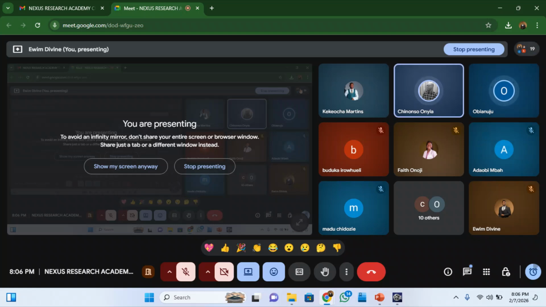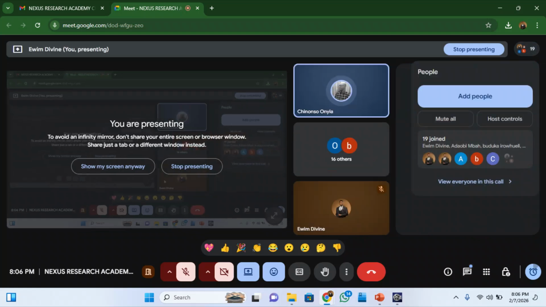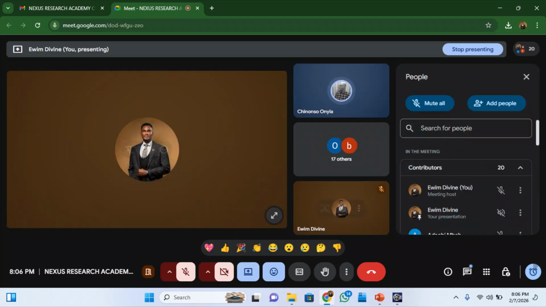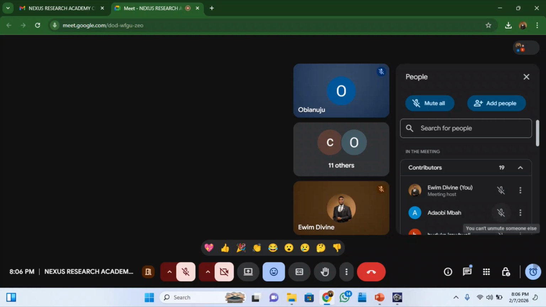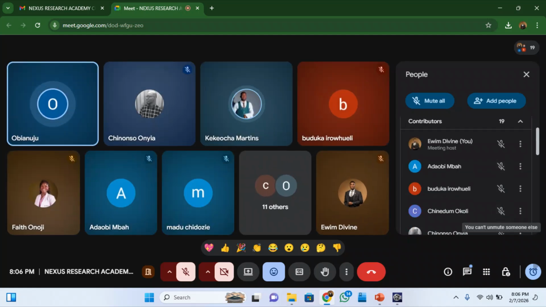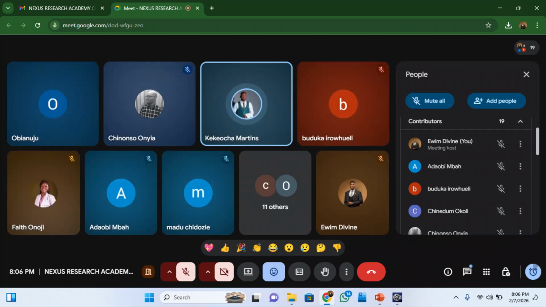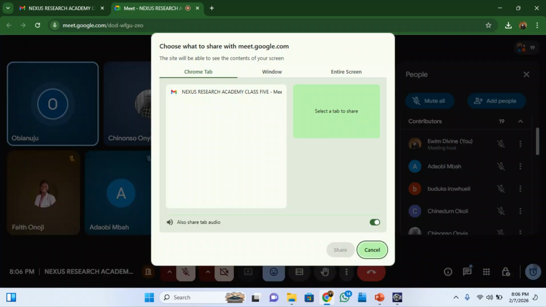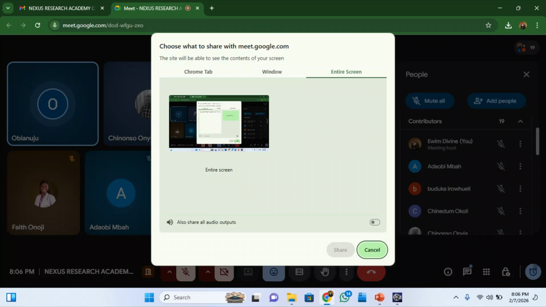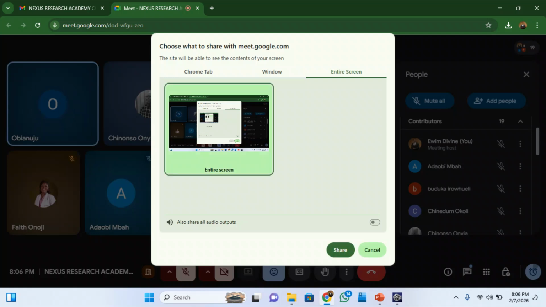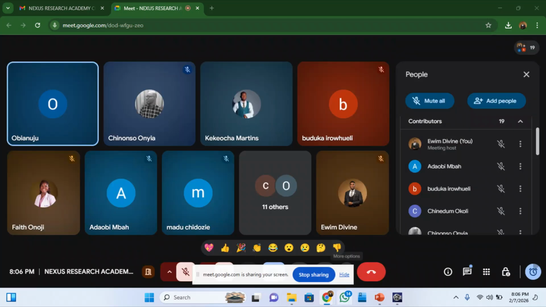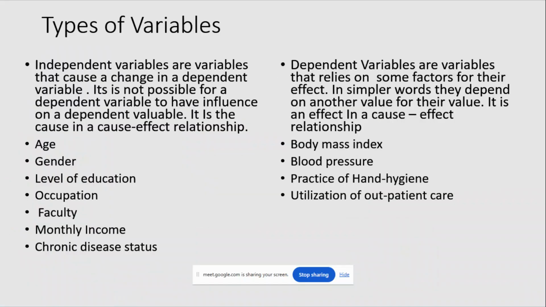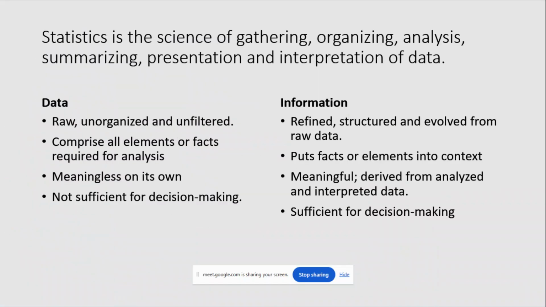Please, can we mute our mics? Dr. Martins, yeah, I can hear you. Yeah, please, could you go back on that slide that you were presenting? Someone's mic was on and we could not hear. Projecting the slide.